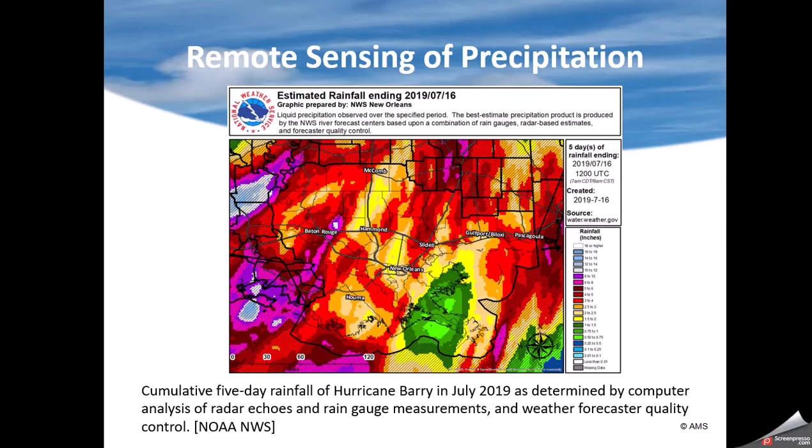Here's rainfall estimates. Five days from, you can see tremendous rainfall in this storm, very tropical. One of the interesting things is that now the rainfall estimates have gotten better. Not phased array, but dual pole.